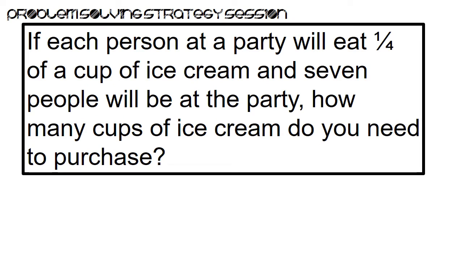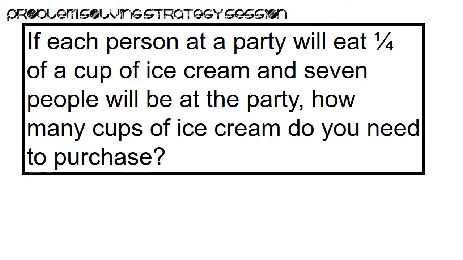So in this edition of Mr. Peterson Presents, I'm bringing to you a problem-solving strategy session. So we're going to talk about how you can look at any word problem, come up with some key facts, figure out what it might be saying, and then solve it.